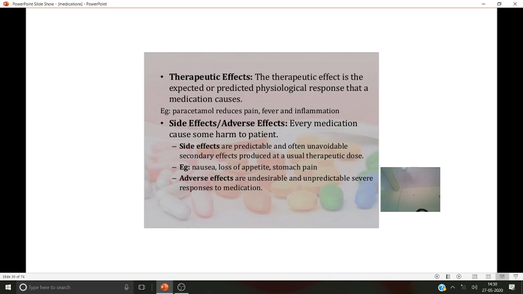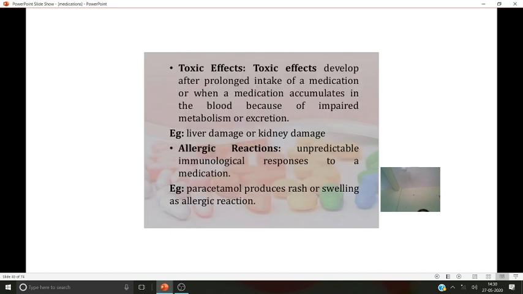Adverse effects are more undesirable or unpredictable severe responses to medication. These adverse effects are nothing but undesirable or unpredictable. We can't predict by taking these antibiotics, these nausea, vomiting. We can't say what happens to that patient. Those effects are called adverse effects of a certain medication.